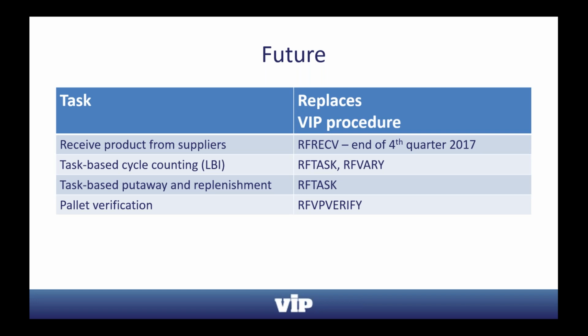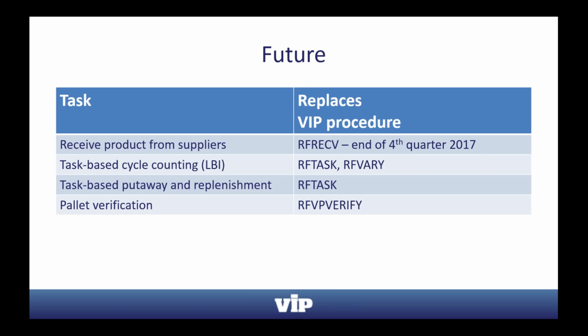For those of you on the line who have location-based inventory, what I'm about to show you today really isn't going to be for you. This is for those of you who haven't yet taken that step to use that part of VIP. But in later versions of EasyOps, we are going to be developing things to replace RF task, RF vary, so basically that cycle counting by location. We are going to be developing things to replace put away tasks, replenishment, and for any of you, whether you're LBI or not, we eventually will also create a way to validate or verify your pallets, replacing RF VP verify if you are familiar with that.